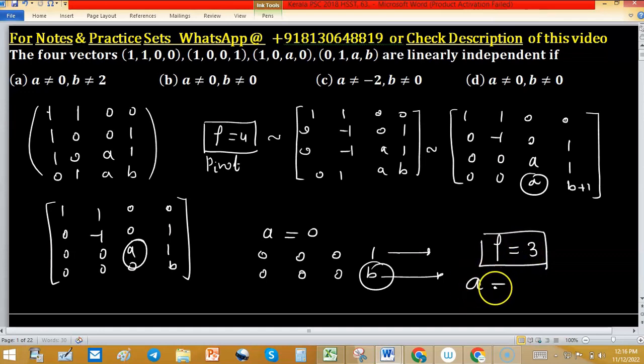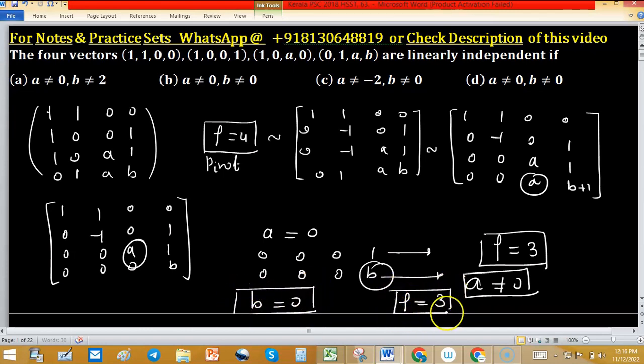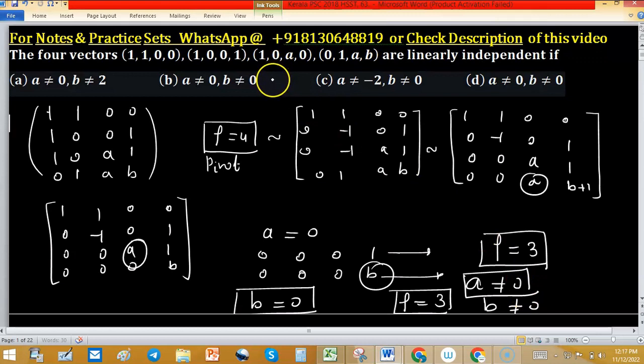But it is given that the rank is 4, which indirectly means the vectors are linearly independent. So a is not equal to 0. If a is not equal to 0 and b becomes 0, then again the rank of this matrix will be 3. So b is also not equal to 0. It means a and b both are not equal to 0. Option B is correct.